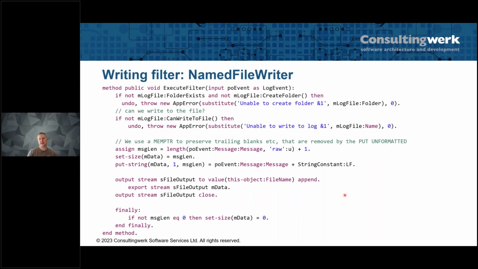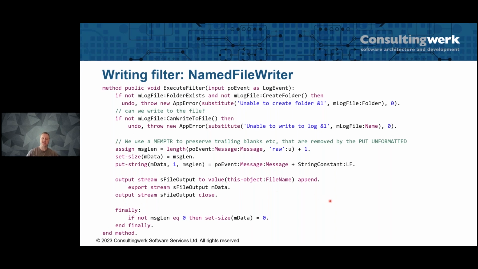A writer, this is a snippet of the named file writer. There's some setup in its constructor, but basically it does what it says on the tin, right? Gets that log message. Let's make sure that there's somewhere to write to. So does the folder exist? Are we allowed to write to that folder? And then writes the message.